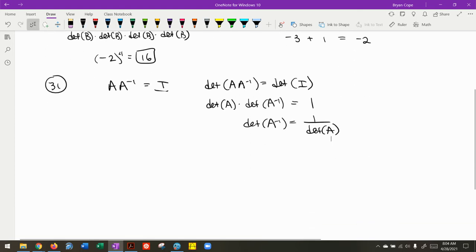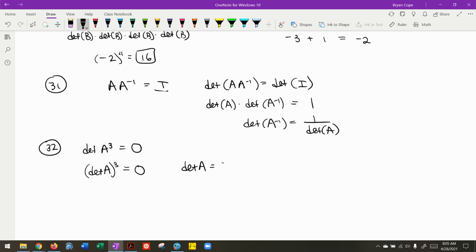Okay, moving on to 32. Suppose that A is a square matrix such that det A to the third equals 0. Explain why A cannot be invertible. Okay, we're going to use the same reasoning as we did in 29. Det A to the third is going to be the same as det A cubed. And by the zero product property, this implies that det A must equal 0. If det A equals 0, we know from the IMT that A is not invertible. And that's our most recent addition to that theorem, that when the determinant equals 0, the matrix is not invertible.